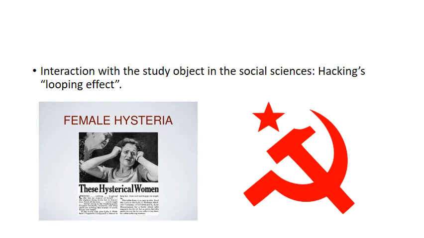But there's also another very important difference between natural and human or social sciences, and that is that in the latter, in the human and social sciences, there can be an interaction with the study object. That is what the philosopher of science, Ian Hacking, calls a looping effect. He means that by describing a certain human phenomenon, we can alter that phenomenon, we can alter the object of our study. And he comes up with a number of examples.